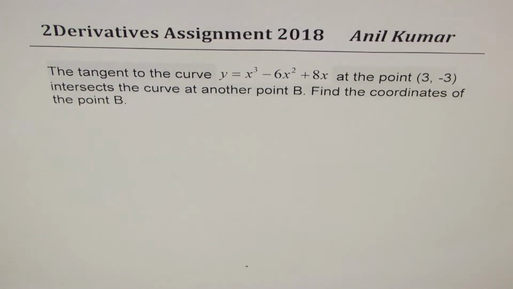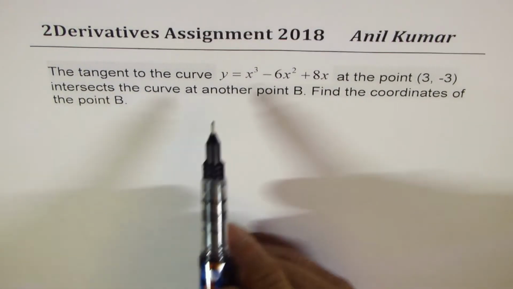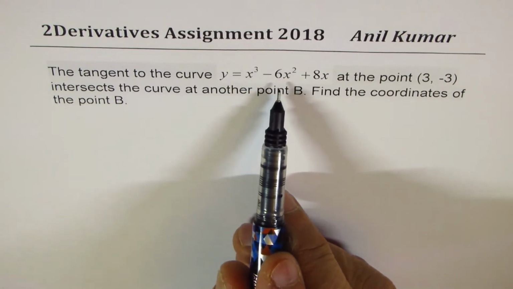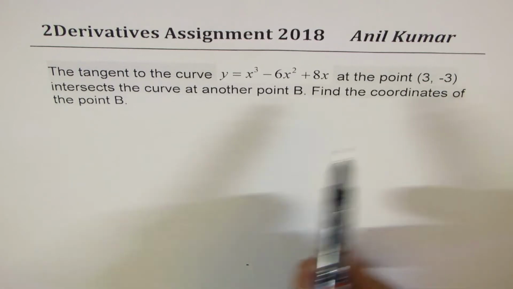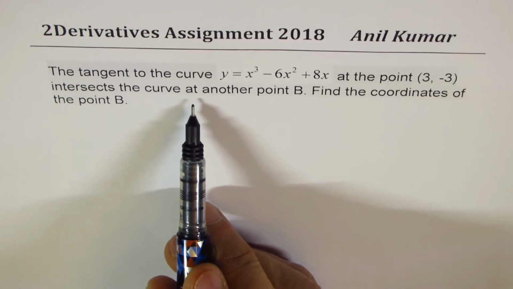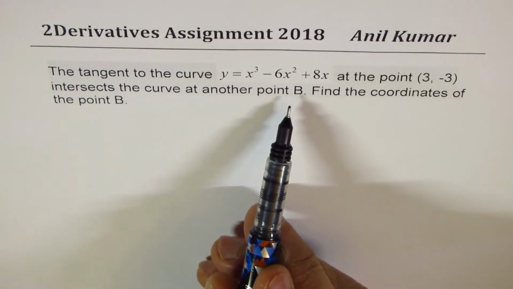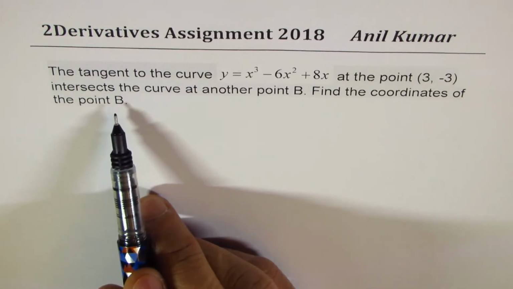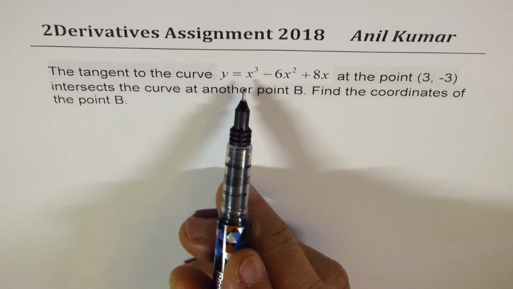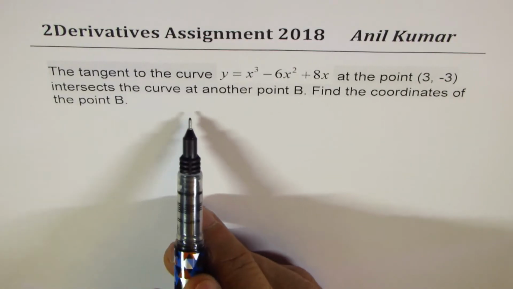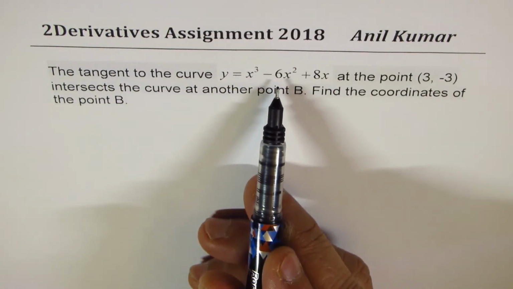The question here is, the tangent to the curve y equals x cubed minus 6x squared plus 8x at the point (3, -3) intersects the curve at another point B. Find the coordinates of the other point. So let's find the equation of the tangent line, and then we will solve the equation of the tangent line and the curve to find the other point, right?